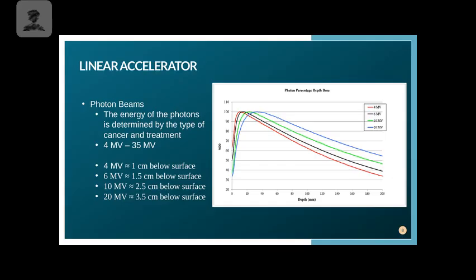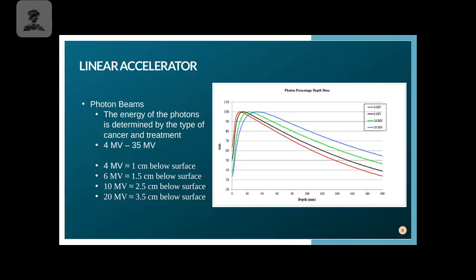And the different volts have different depths where they deliver the majority of their dose. So you still have some that are going to penetrate further into the body, but research has been done on where most of the dose ends up with these different beams. So 4 megavolt is approximately 1 centimeter below the surface. 6 megavolts is approximately 1.5 centimeters below the surface. 10 MV is going to be 2.5 centimeters, and then 20 MV is around 3.5 centimeters.